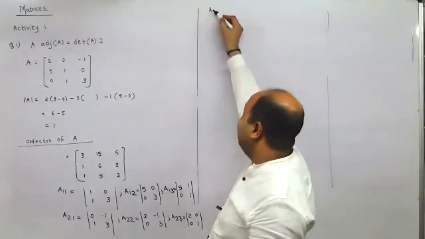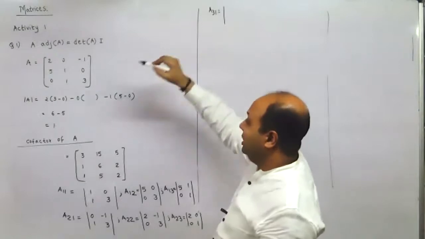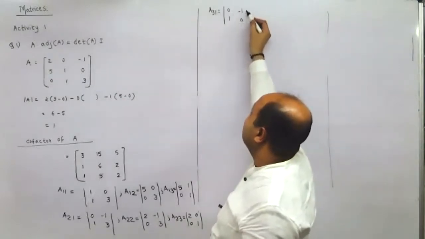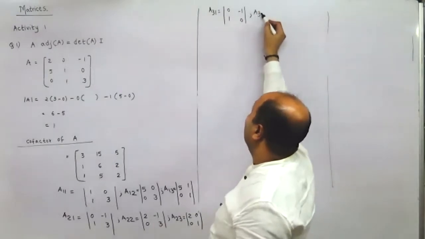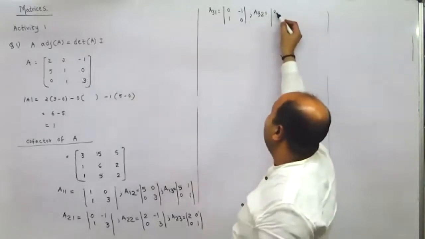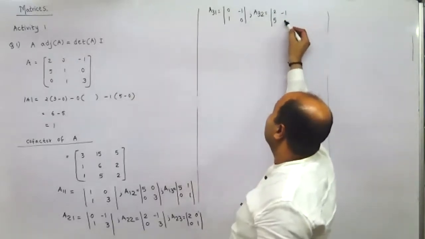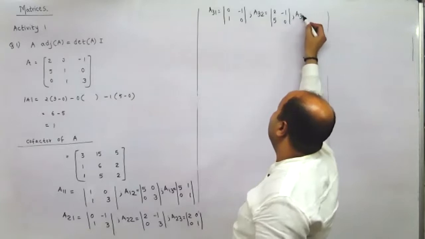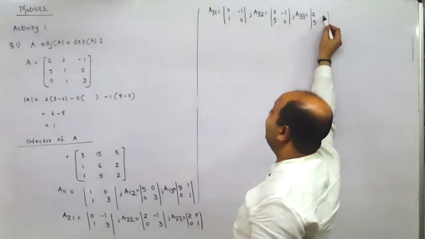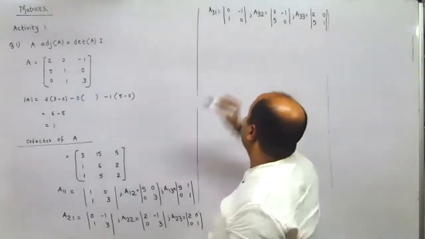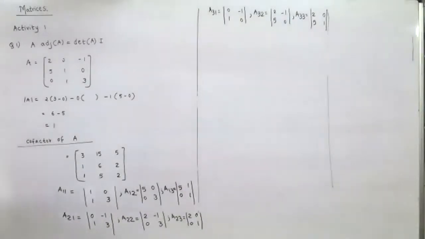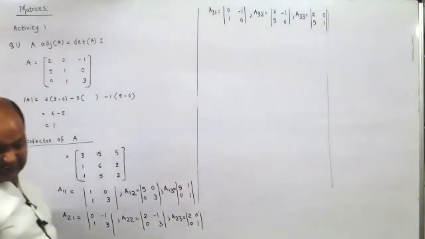Now A31 would be what? Third row, first column. It is 0, 1, then minus 1, 0. A32, it is third row, second column. So it would be 2, 5, minus 1, 0. A33, it would be third row, third column. So 2, 5, 0, 1. Now, after you get cofactor, how do you find adjoint?